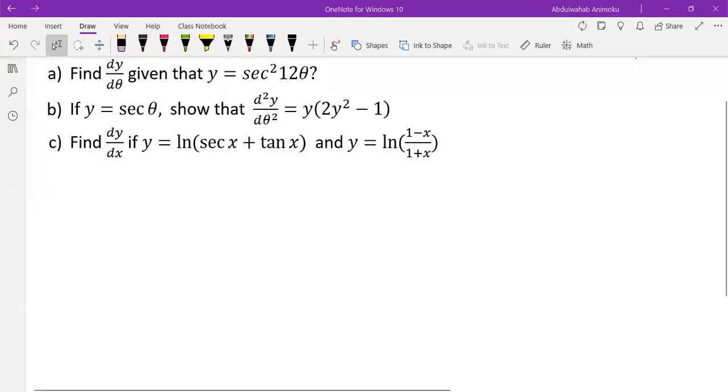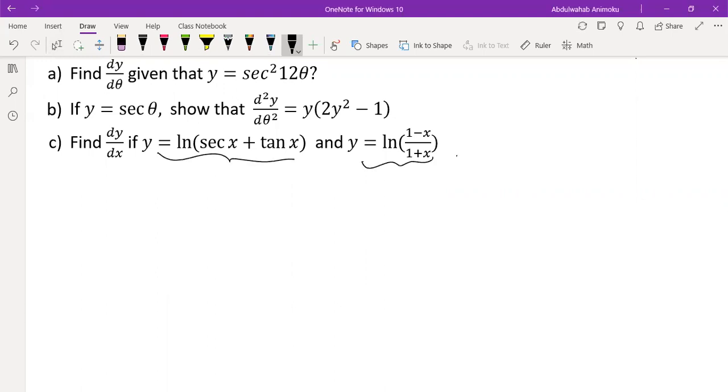Hi, welcome back to the third part of this particular problem set. We are going to look at how to find the derivative of these two functions, of this one with respect to x and of this one with respect to x. So let's just get right into it.